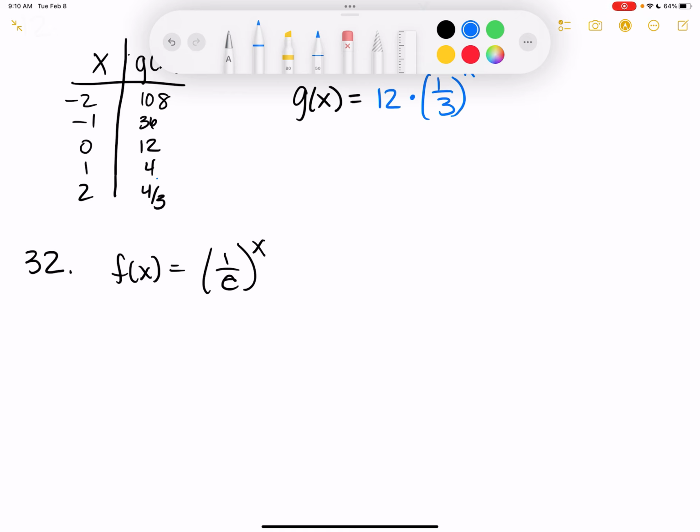All right. So, is this an exponential growth or decay function? Oh, okay, let's think. Is it less than 1?